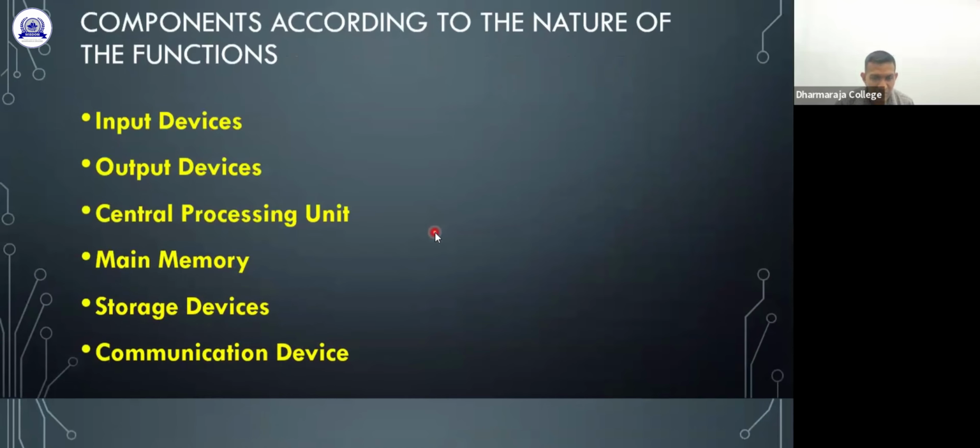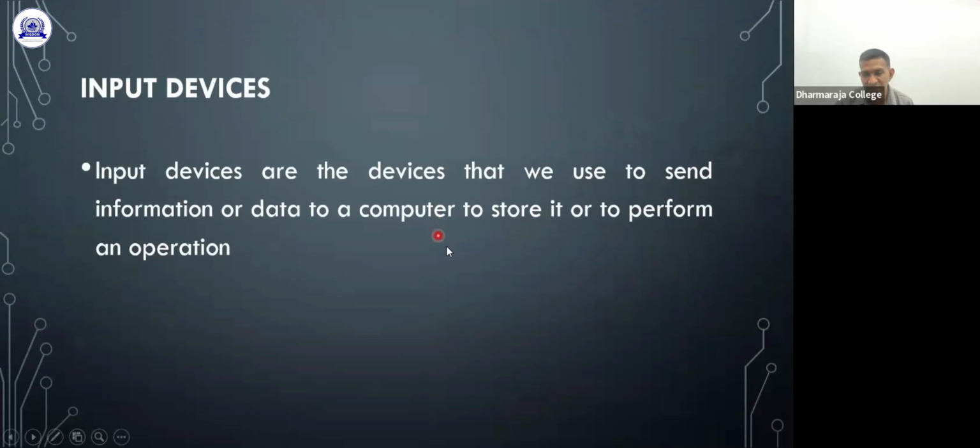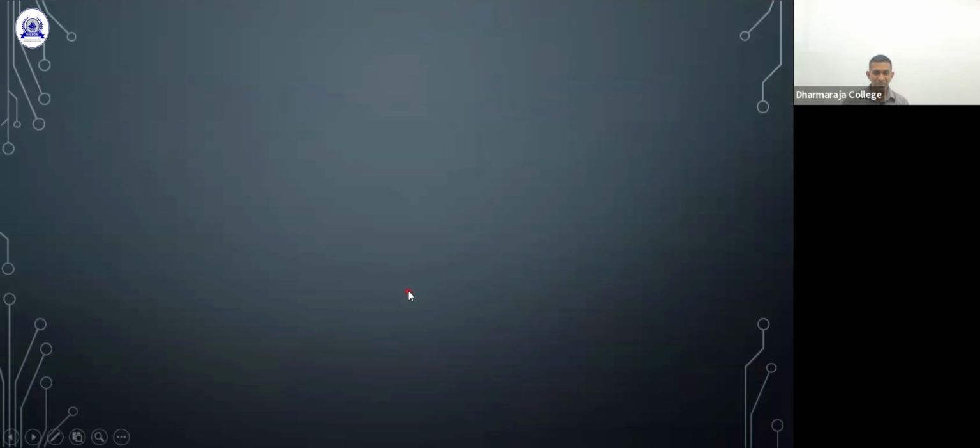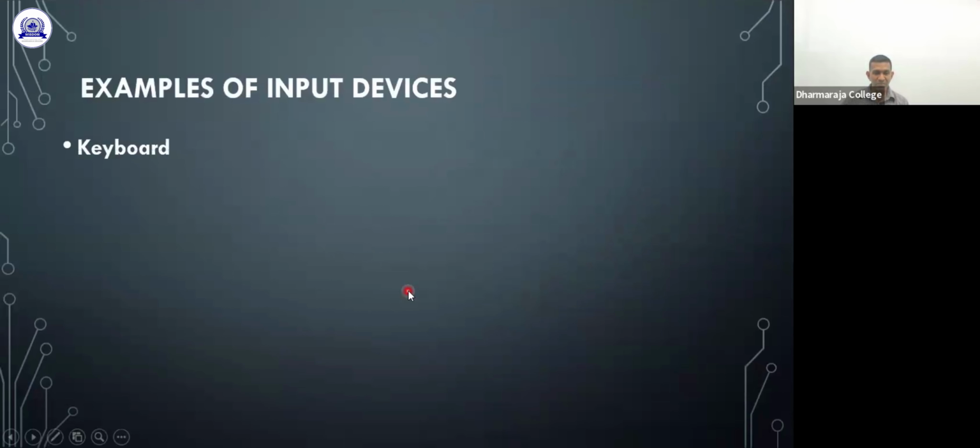If you take the first one, what are input devices? Input devices are the devices that we use to send information or data to a computer to store it or to perform an operation. So we are using these devices to give instructions to the computer. Those devices we consider as input devices. Let's see some of the input devices we have. So what are the examples?